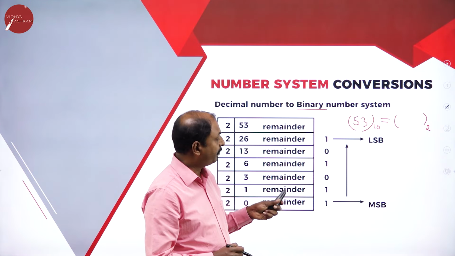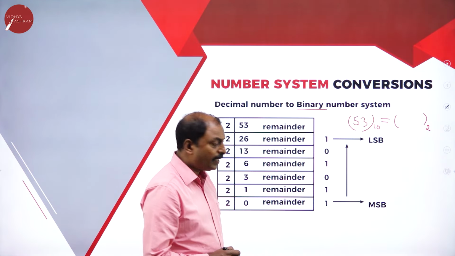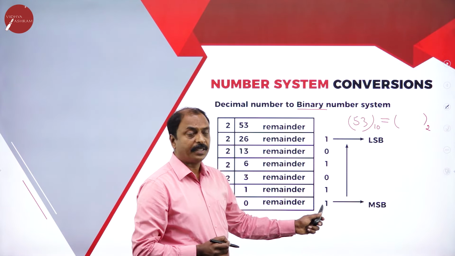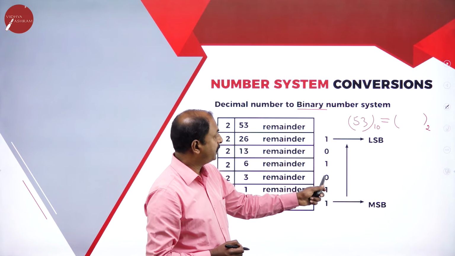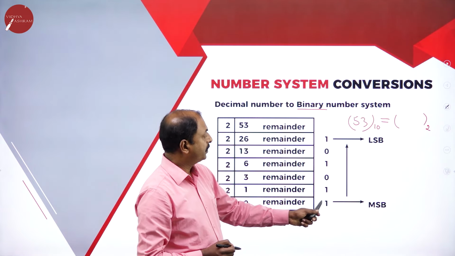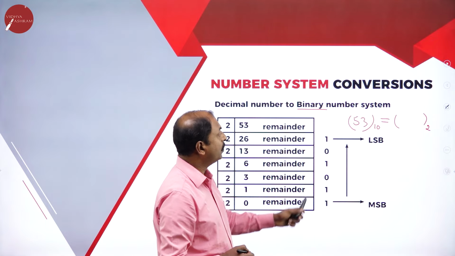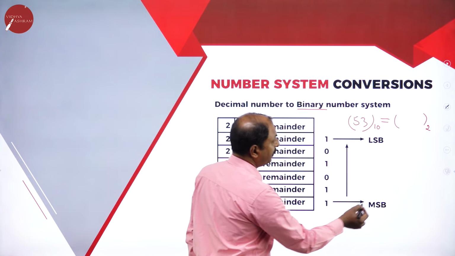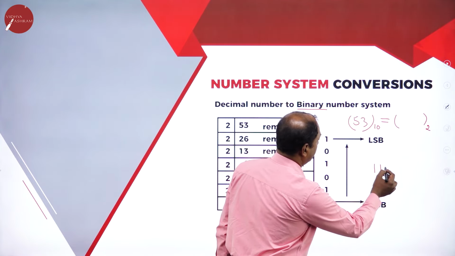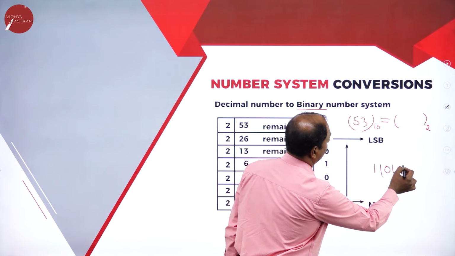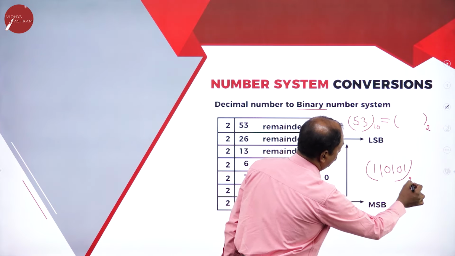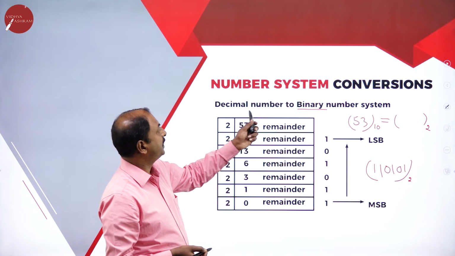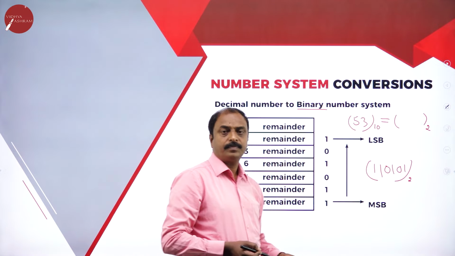Now after storing the remainders, we have to write the answer in this direction, meaning from here, and we should not neglect even this last one. So 1 1 0 1 0 1. This is how we have to write the answer. So what is the binary equivalent of this? The equivalent is, from this point, we write 1 1 0 1 0 1 to the base 2. This is the procedure to convert from a decimal number to the binary number system.